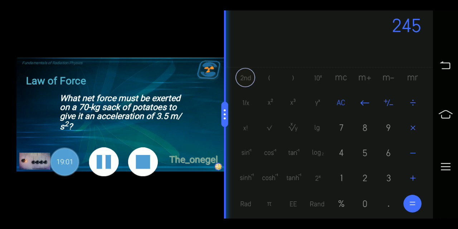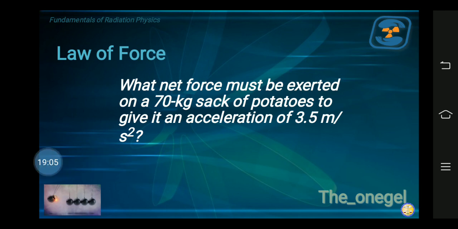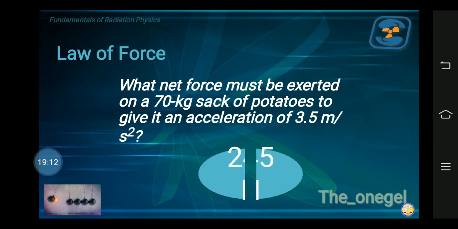And our unit for force is nanuadto? Very good. So that will be in terms of Newton. So therefore, our answer again is 245 Newton.